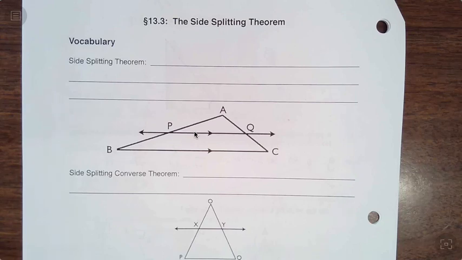Hello everyone, today we're going to be talking about section 13.3 dealing with what we call the side-splitting theorem. So the side-splitting theorem is kind of a complicated one. It does still have to do with our similar triangles, but it breaks some of the patterns that we normally try to stick to, which makes it a little bit more difficult. So let me go ahead and write out this theorem. It is a little bit long, but we'll talk through each piece as we go.